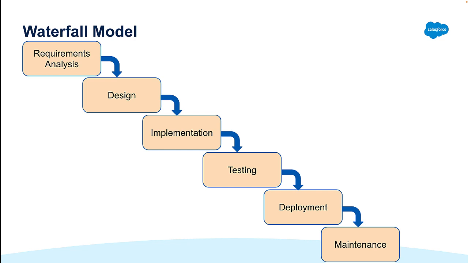One important point to note about this model is that each phase is started only after the earlier phase is completed. That means we cannot go back to requirements analysis once design is started. You can see that it is like a waterfall and the water can only flow down and cannot flow up.